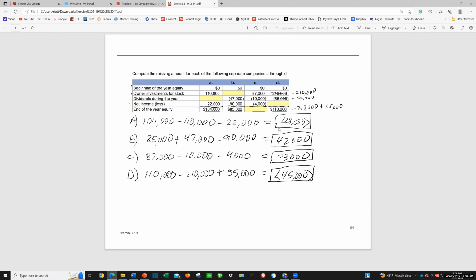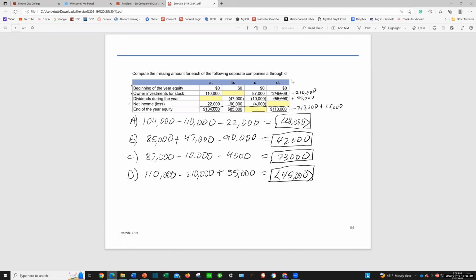Now, C, we don't have to do anything because the box is isolated already. It's on one side of the equation. So this is simply adding up the numbers. And it would come up with, as you can see here, 73,000. That's the easy one.